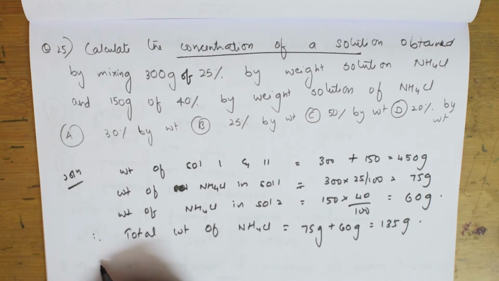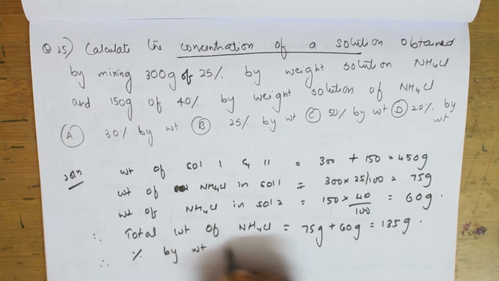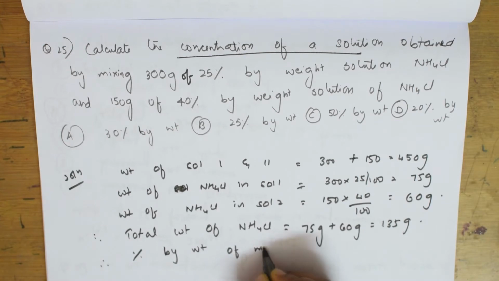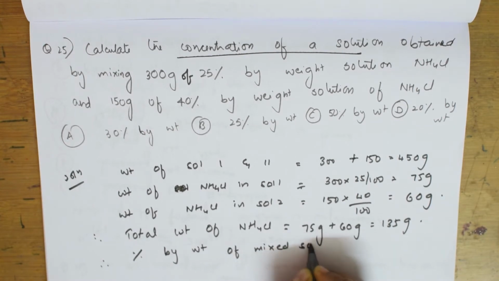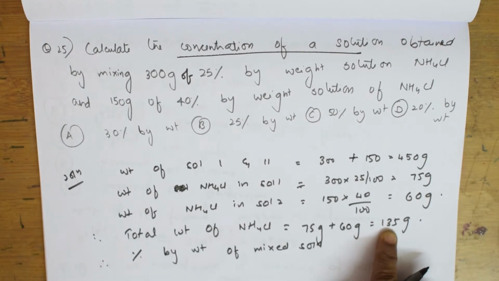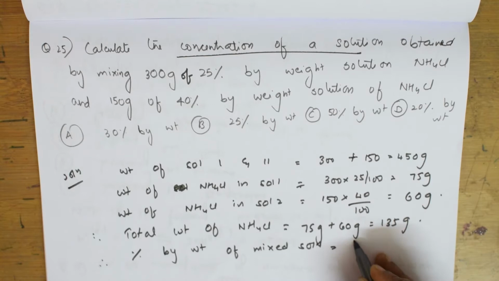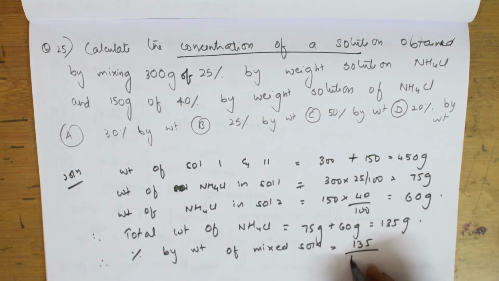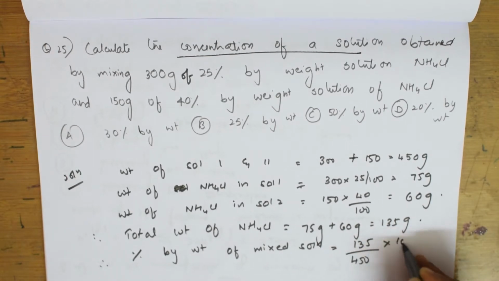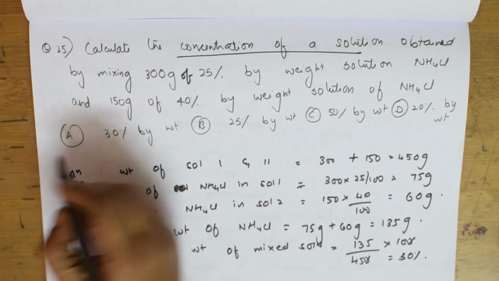Now I have to calculate the percentage by weight, because the answer is given as percentage by weight. Therefore, the percentage by weight of the mixed solution: I got 135 grams of ammonium chloride, so 135 by the total solution, that is 135 by 450 into 100. When I cancel this, I get 30% by weight. So this is the correct option.